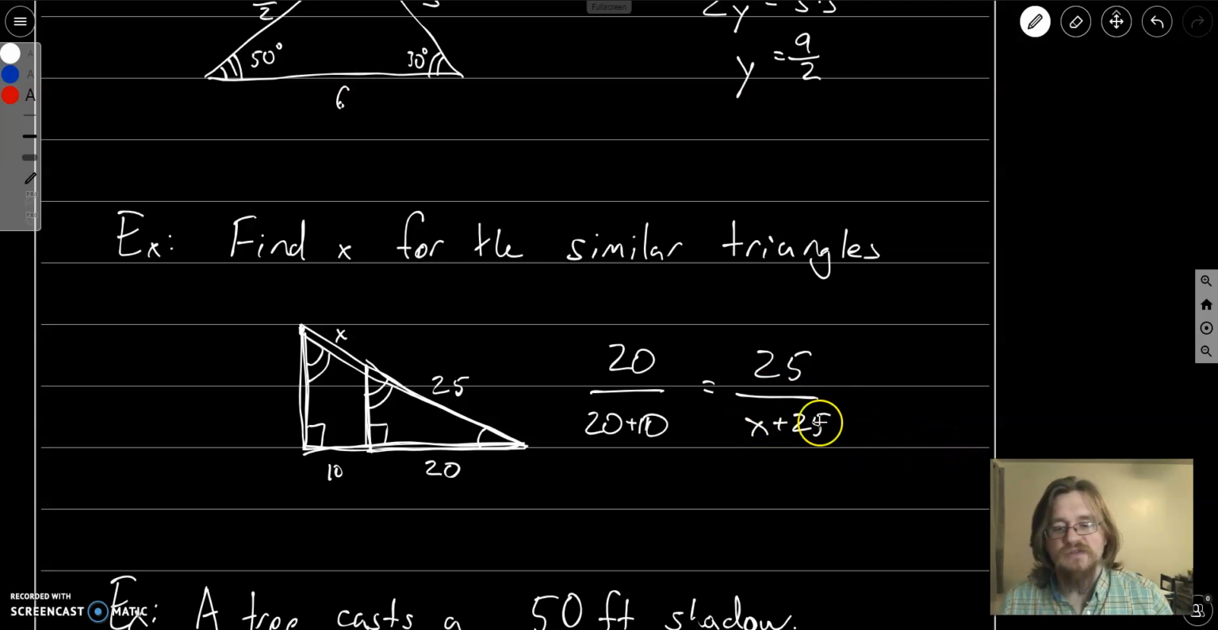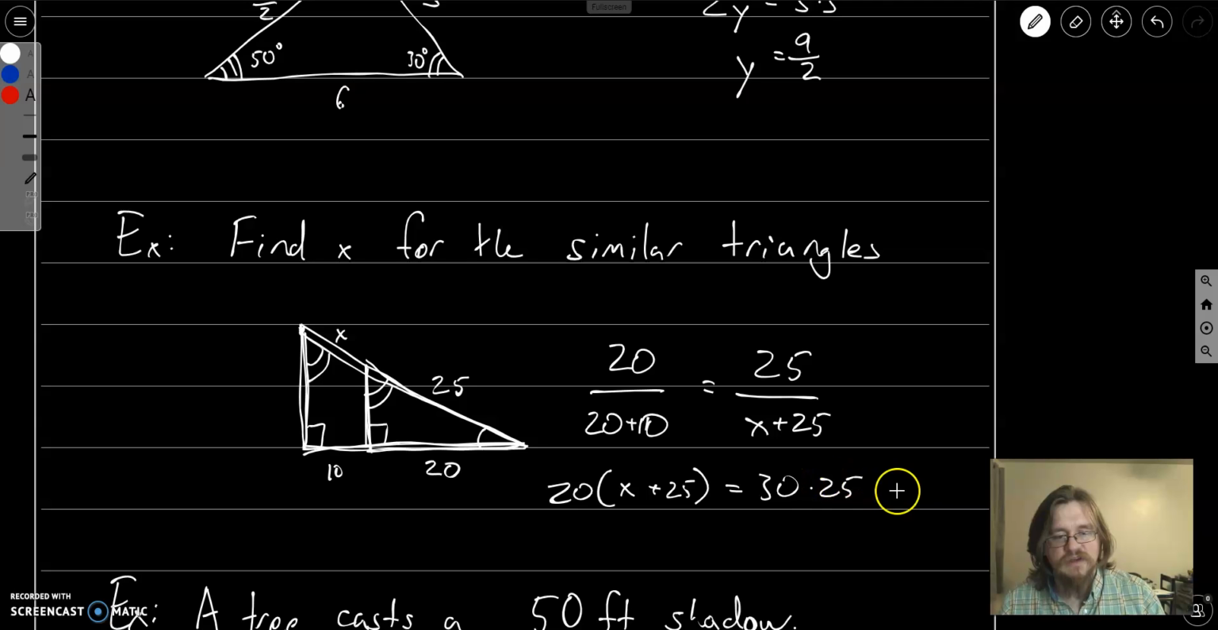And now all we have to do is solve for x, which will just be a little bit of algebra. So again, we can cross multiply to get 20 times x plus 25 will be equal to, oh, this is 30 and that's 25. So I'll just write 30 times 25. In order to solve for x, I need to divide both sides by 20.